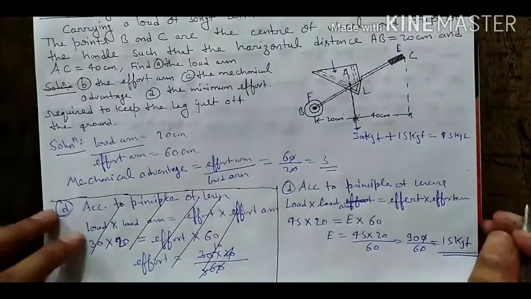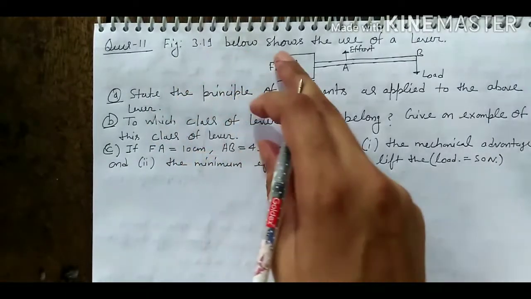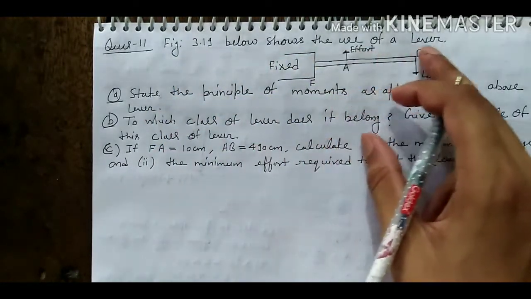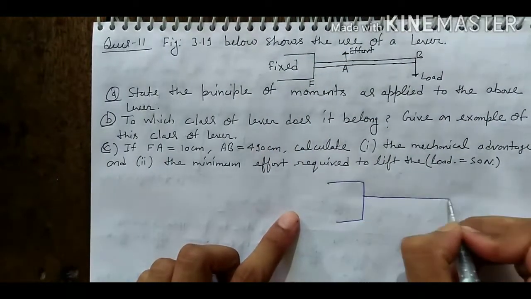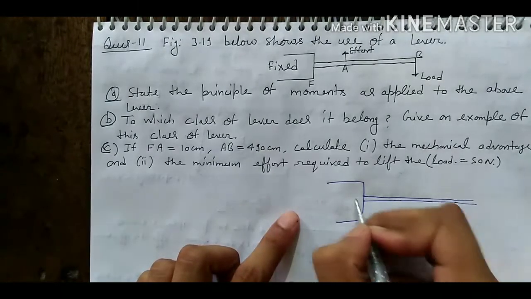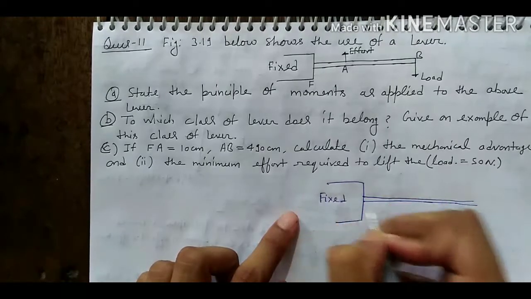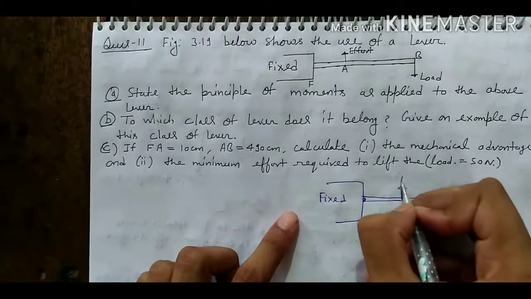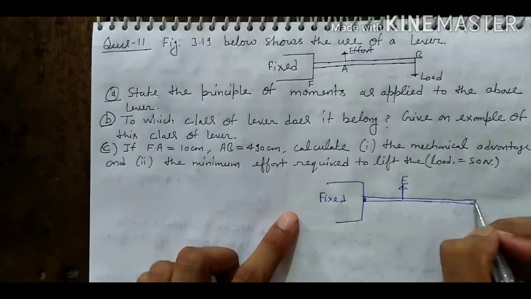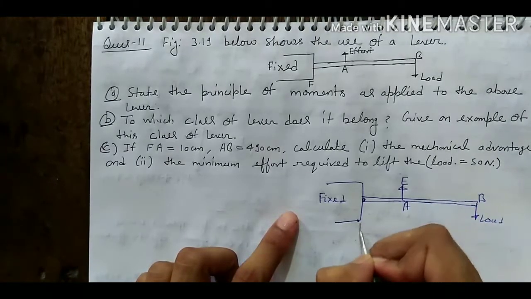Now we will solve the question number 11, and this is very simple. In question number 11, figure 3.19 below shows the use of a lever. Here a lever is given and this is fixed, means here this is a rod in which one end is fixed with a wall or any other object. One end is fixed and we are applying an effort. This is the effort point E, and this gives load. This is the load. Okay, this is the B point, this is A point, and this is F point.